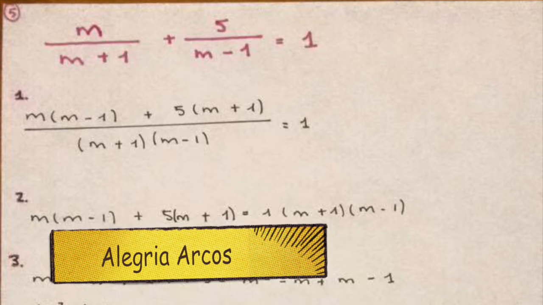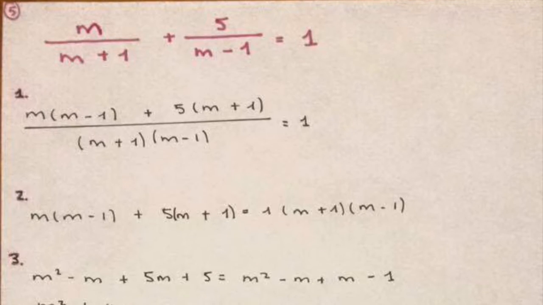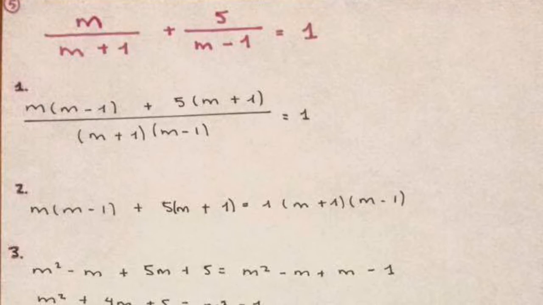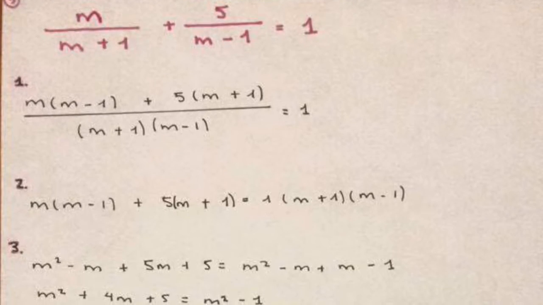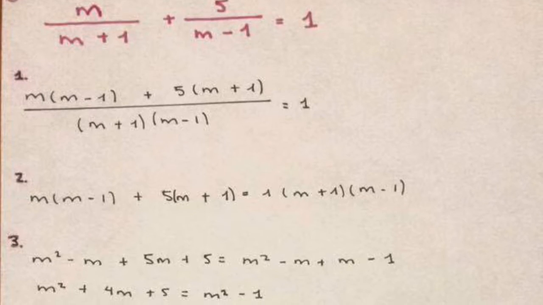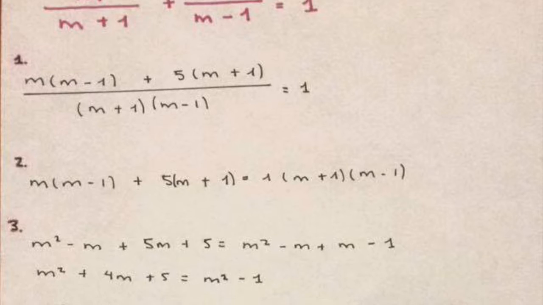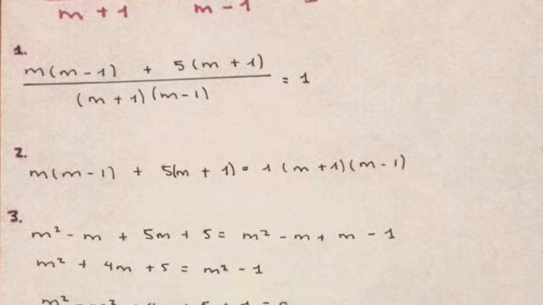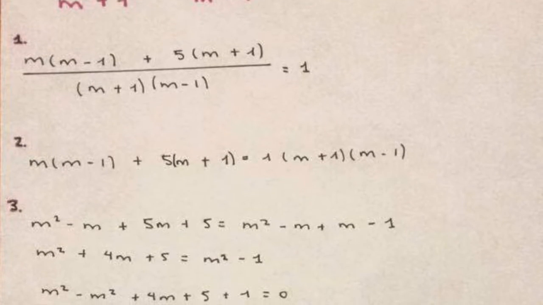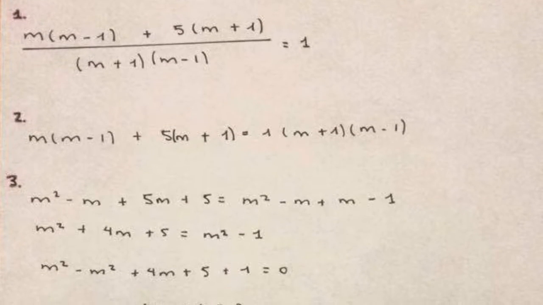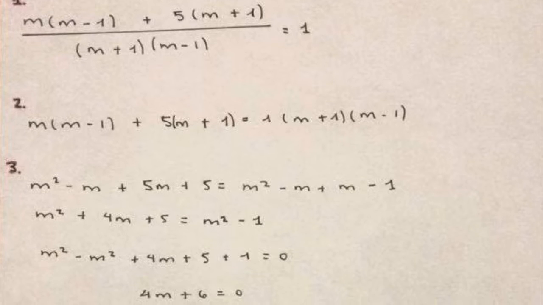To solve the rational expression m over m plus 1 plus 5 over m minus 1 equals 1, first we have to find the common denominator between the terms that are adding. So we have to cross-multiply m times m minus 1 plus 5 times m plus 1 over m plus 1 times m minus 1 equals 1.